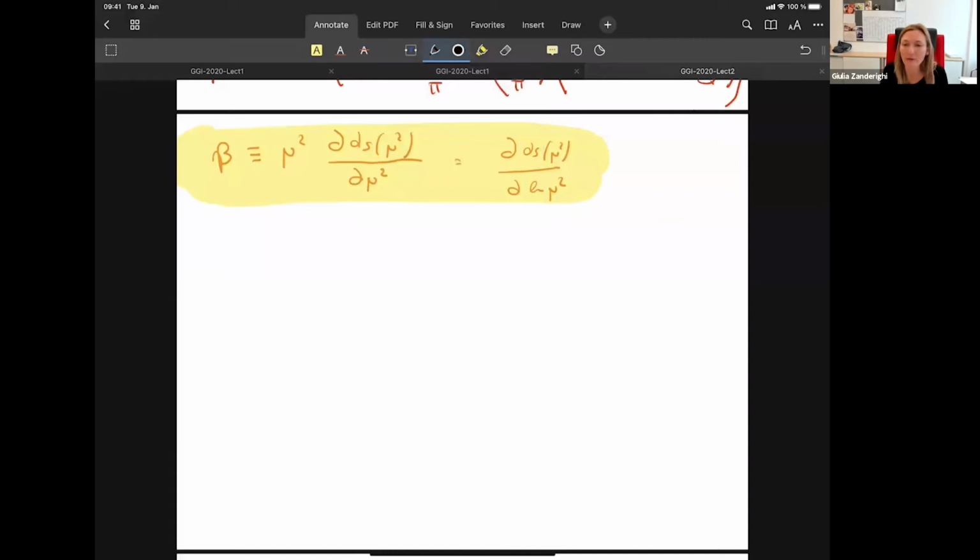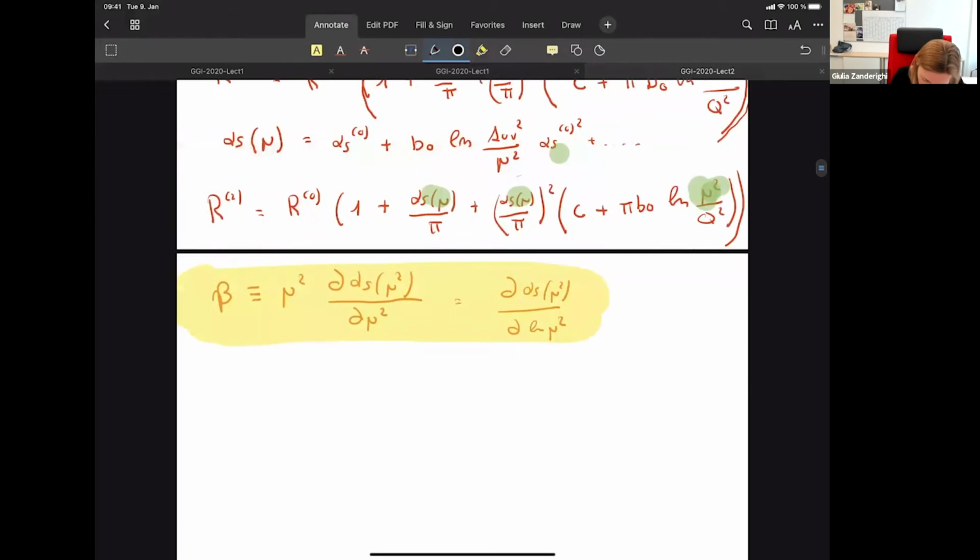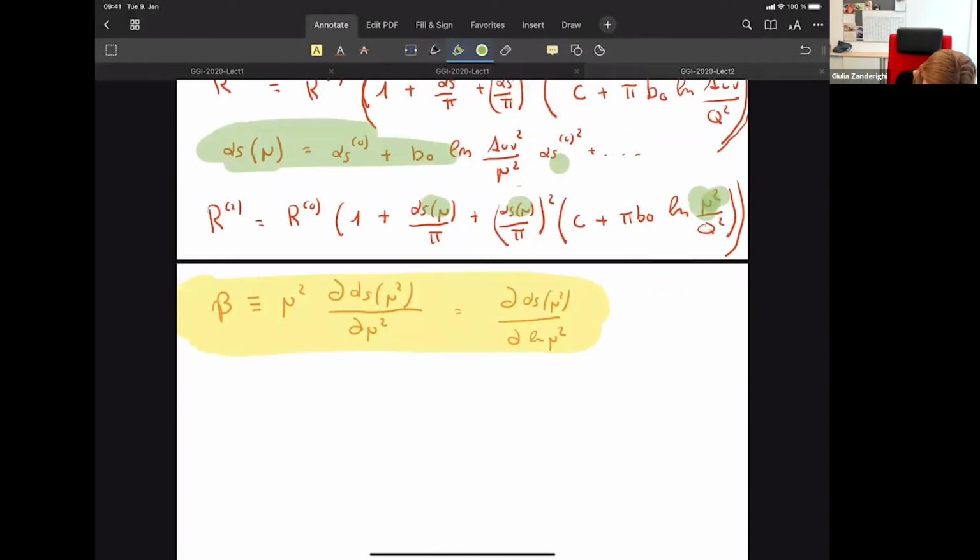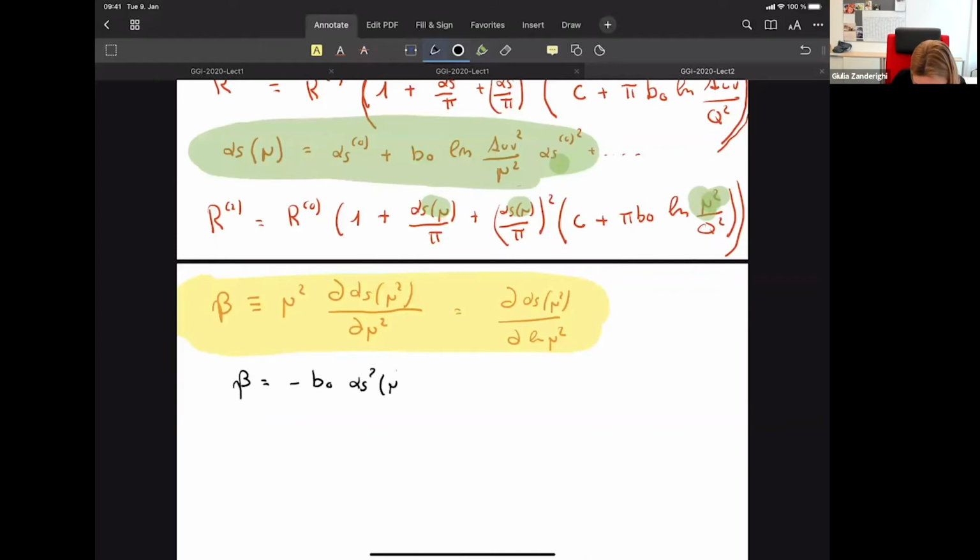Now, if you look at this relation here, you see immediately that if I take the logarithmic derivative of this function as a function of log of mu, this is independent of alpha zero, I get minus, because this is log of one over mu, so I get that at lowest order, beta is nothing but minus b zero alpha s squared of mu squared. And then of course there will be higher order corrections to that.